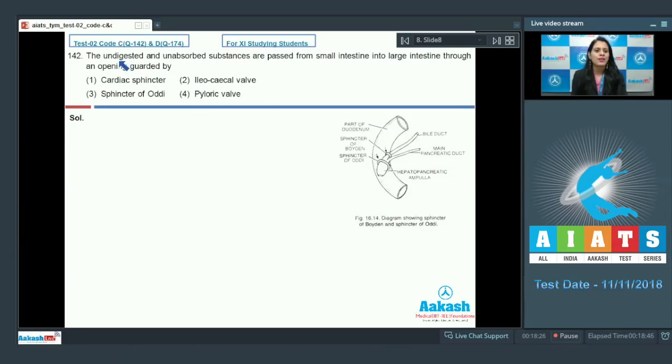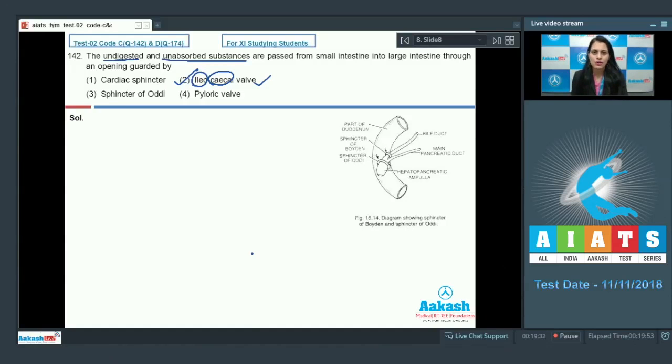Question number 142. The undigested and unabsorbed substances are passed from small intestine into large intestine through an opening guarded by, and this is a direct question from your NCERT book, and the correct answer for this question is ileocecal valve. The opening of ileum into cecum is guarded by this valve, which will check the backflow of undigested and unabsorbed substances back into the small intestine. So the correct answer is option number 2.